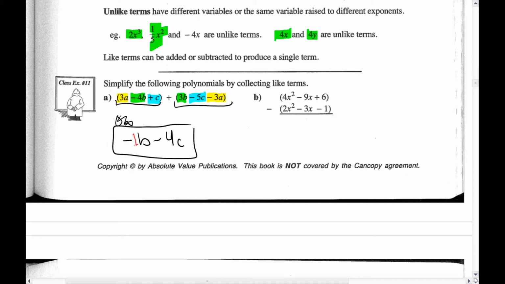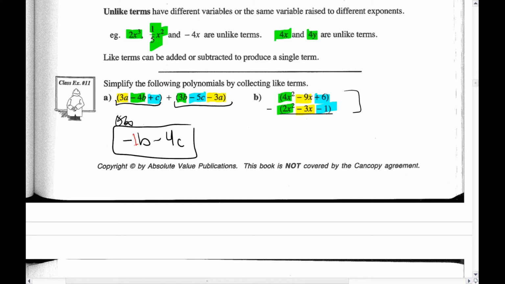So we had to add the same variables, and they all had the same exponents. So they were all like terms, the 3a and the 4b and 3b, and then the c and the negative 5c. Here we've got it lined up really nicely. You can see that the first term in both polynomials is x squared, so those are like terms. The second term is x to the power of 1, so those are like terms. And the third terms are constants, so those are like terms as well.